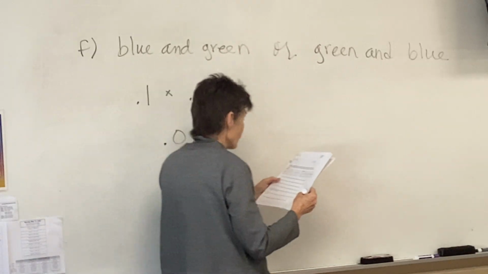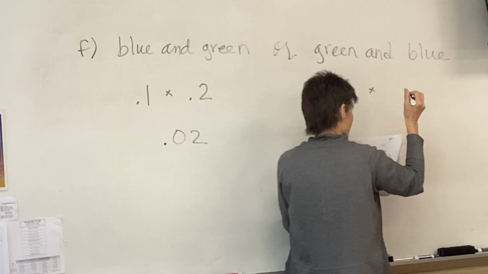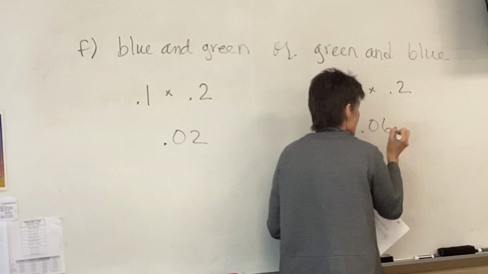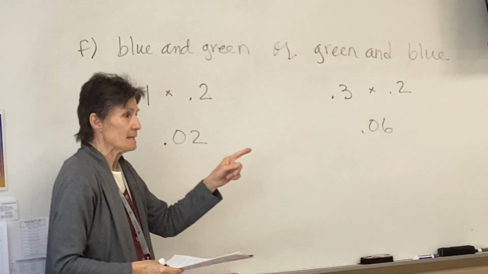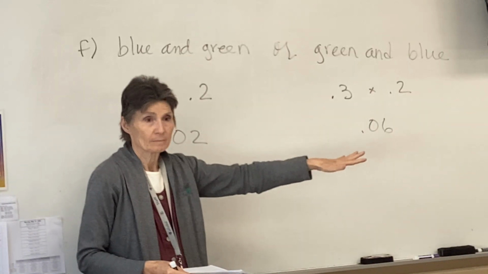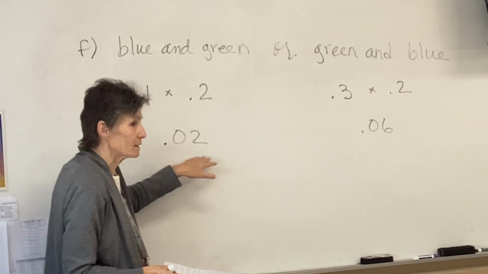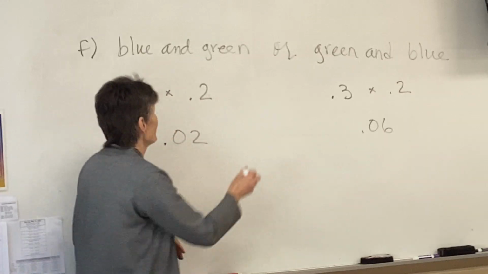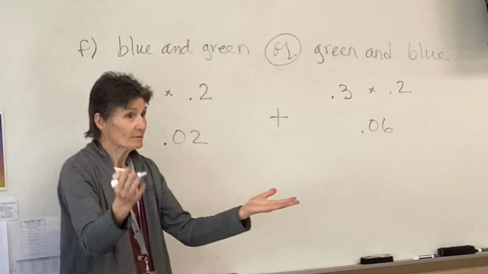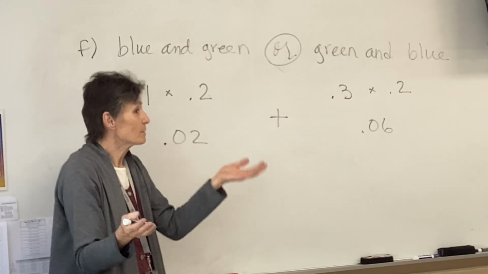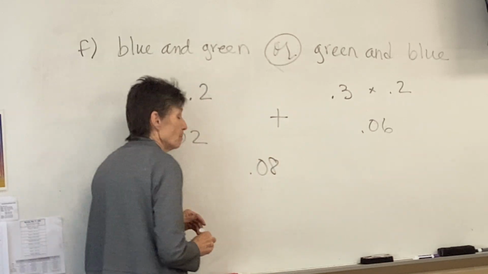Now, I need green from Maggie and blue from Elizabeth, that's 0.06. In problem E, they told me what order to go in. In problem F, they didn't, so I had to look at both orders. Now, what am I gonna do with these two numbers? I'm gonna add them. Absolutely, I'm gonna add them. When it's this and this, I multiply. When it's this or this, I add. So the answer to that problem is 0.08.